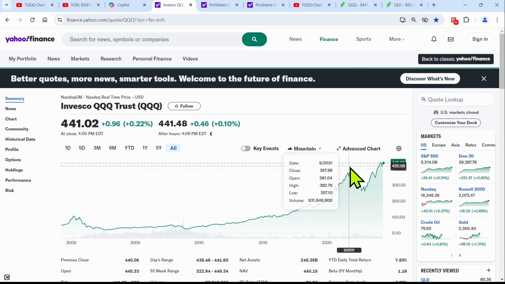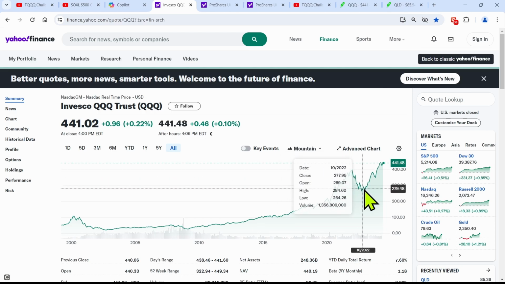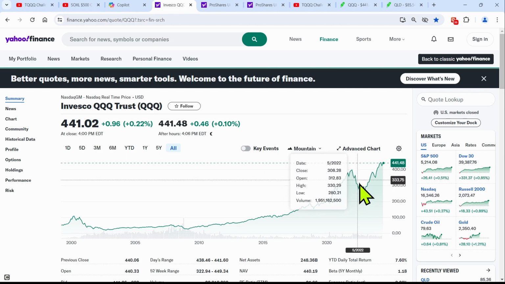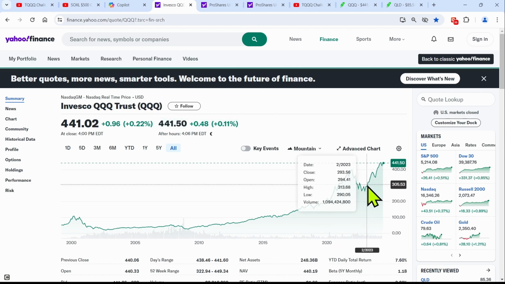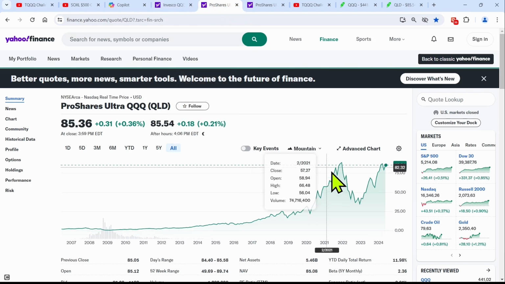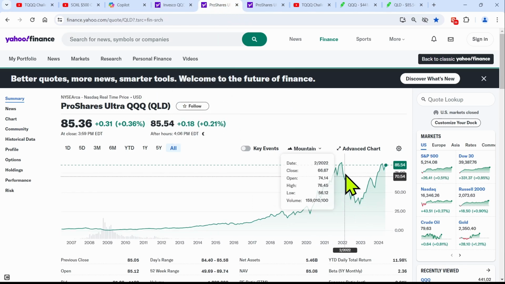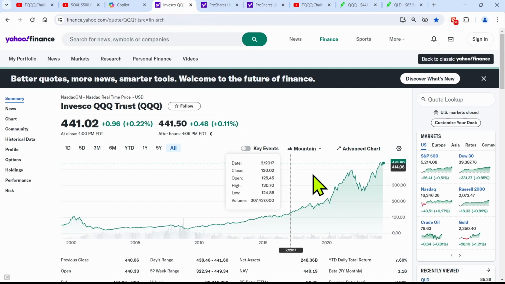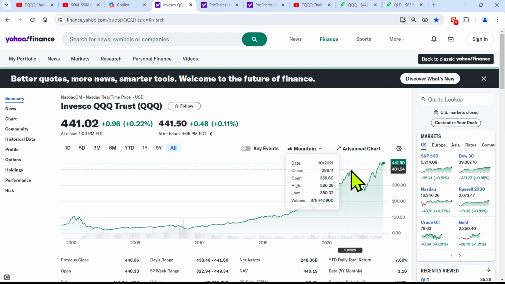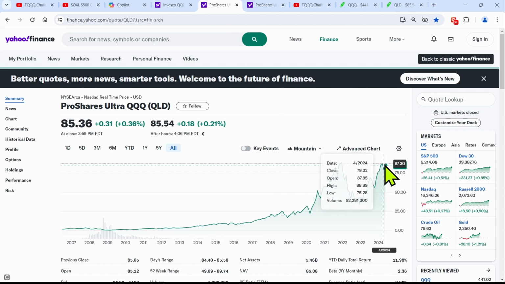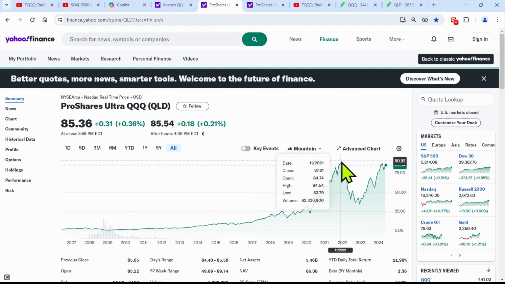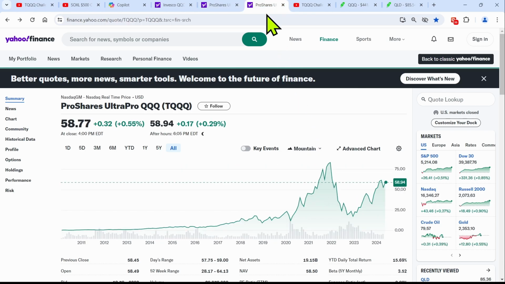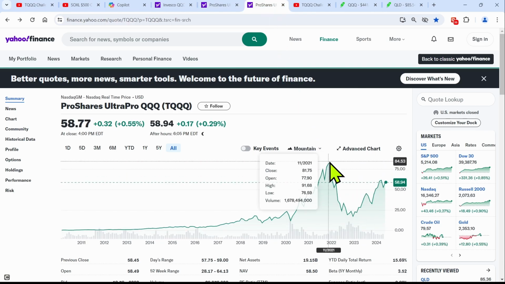From 2021 peak to 2022 bottom, QQQ lost about 37%, while QLD lost 65%, and TQQQ lost 83%. Currently, QQQ is already 10% higher than the 2021 peak, while QLD is 8% lower than the 2021 peak, and TQQQ is 37% lower than the 2021 peak.